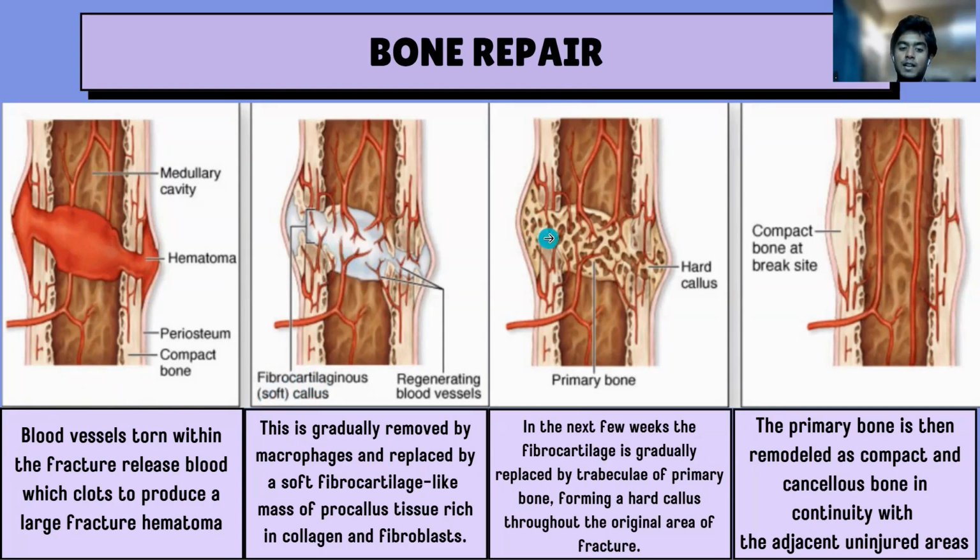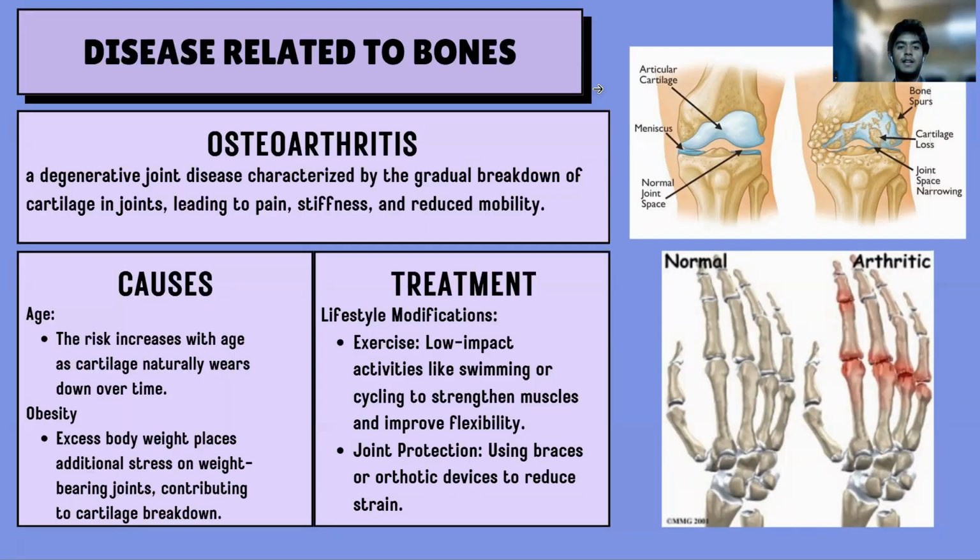In the next few weeks, the soft fibrocartilaginous callus is gradually replaced by trabeculae of primary bone, which then forms the hard callus throughout the original area of fracture. The primary bone is finally remodeled as a compact and cancellous bone in continuity with the adjacent uninjured areas. Next, the diseases related to bones.